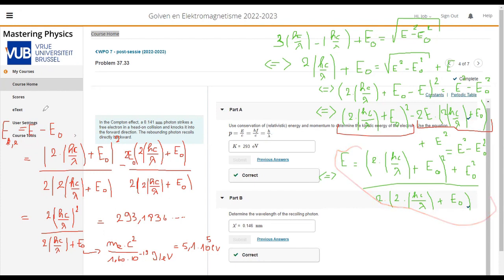Then I use also this one, and this one I took from this term, and after that I just did like this. So it's basically calculated as the final energy with your initial energy.